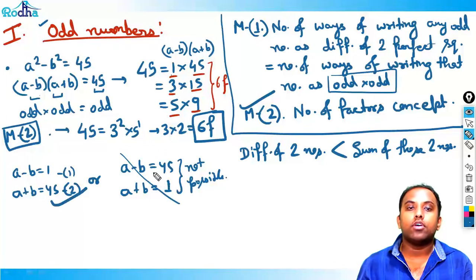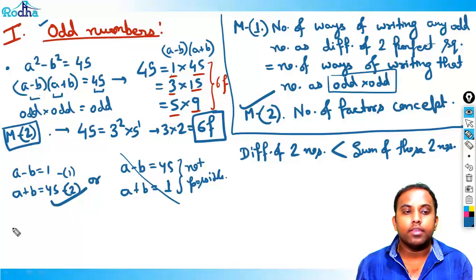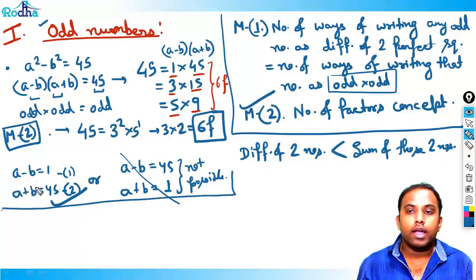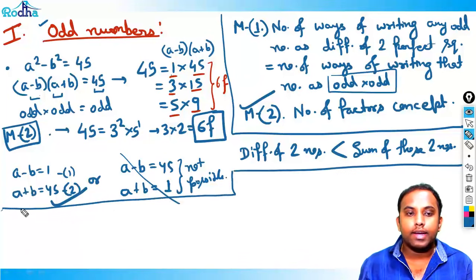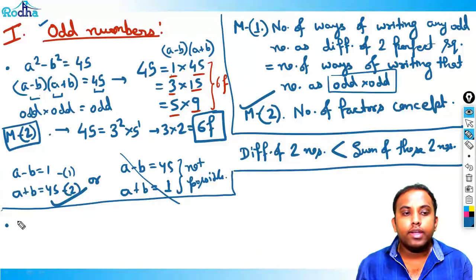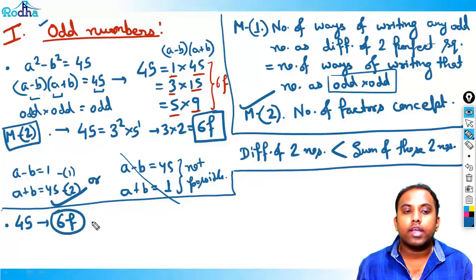So what I'm trying to say now is what we can do directly. I can directly write that 45 has basically 6 factors. Out of the 6 factors, simply do it like this: 6 factors means writing as a product of two numbers, 1, 2, 3. So 3 ways.